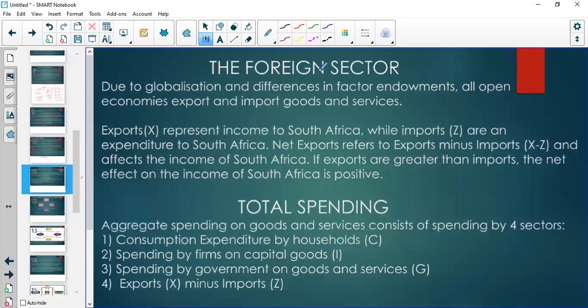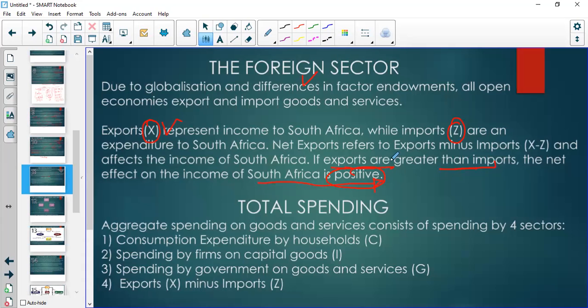Right, then we have the foreign sector, which has to do with exports and imports. So exports are represented by the letter X, then imports by the letter Z. If our exports are greater than imports, that is to say, we're getting more income from outside than we're spending, then that's a good thing for South Africa. The net effect is going to be positive for our country, because we're spending less than we are earning.